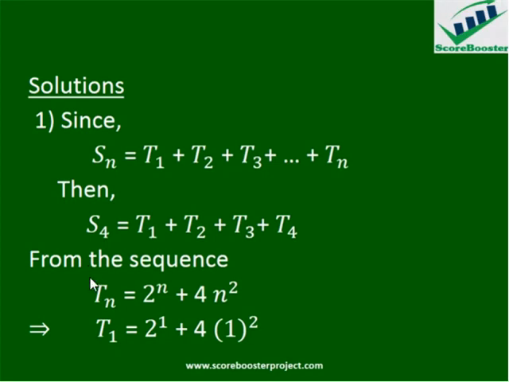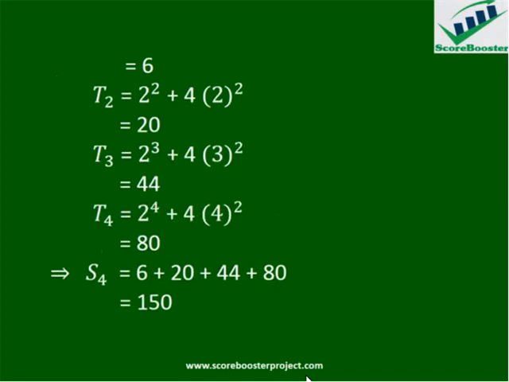So now from the formula of the nth term given, that is T subscript n equals 2 raised to power n plus 4n squared, we start by inserting the value of n from 1 up to 4. That means we find the value for T1 when n equals 1, T2 when n equals 2, T3 when n equals 3, and T4 when n equals 4. So T1 will be equal to 2 raised to power 1 plus 4 into 1 squared. 1 squared gives 1, 1 multiplied by 4 gives 4, 2 raised to power 1 is 2, and 2 plus 4 gives 6. So the first term of that particular sequence is 6.